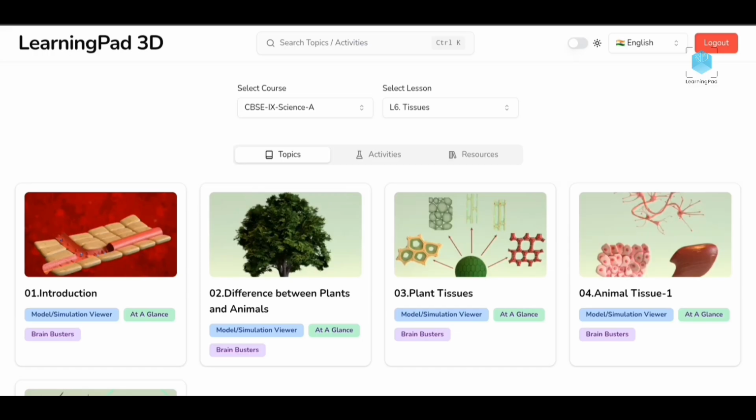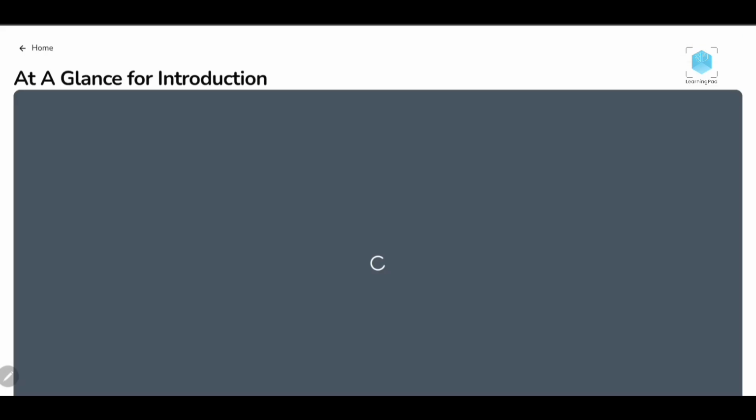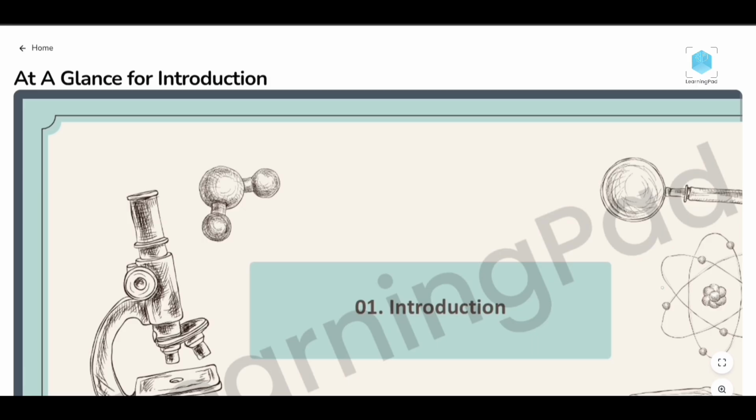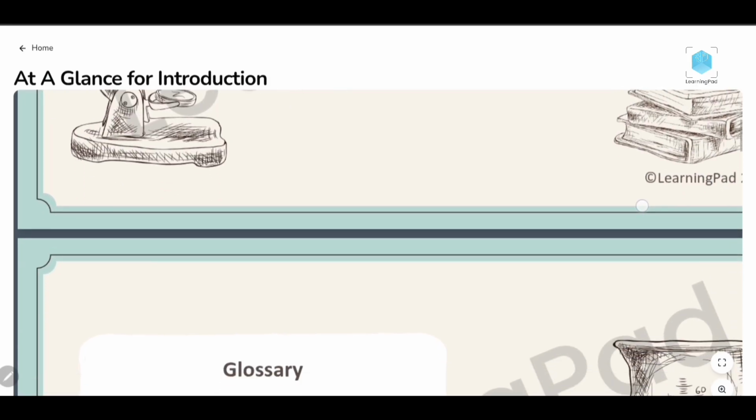Today we are going to study chapter 6, tissues. In our previous topic we studied about cells. Cells are the fundamental unit of life. So cell makes the organism. Now we are going to study about tissues.